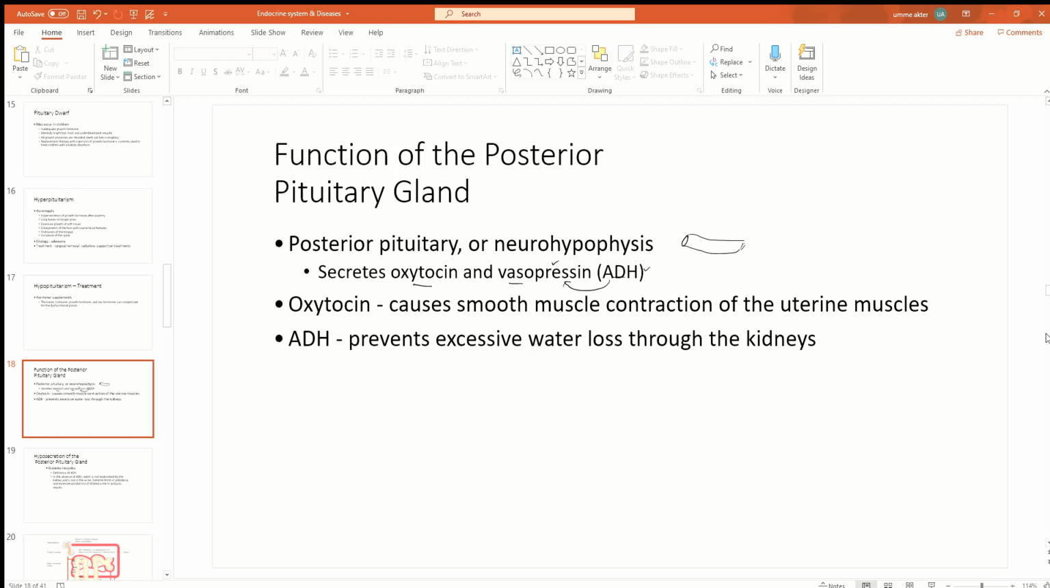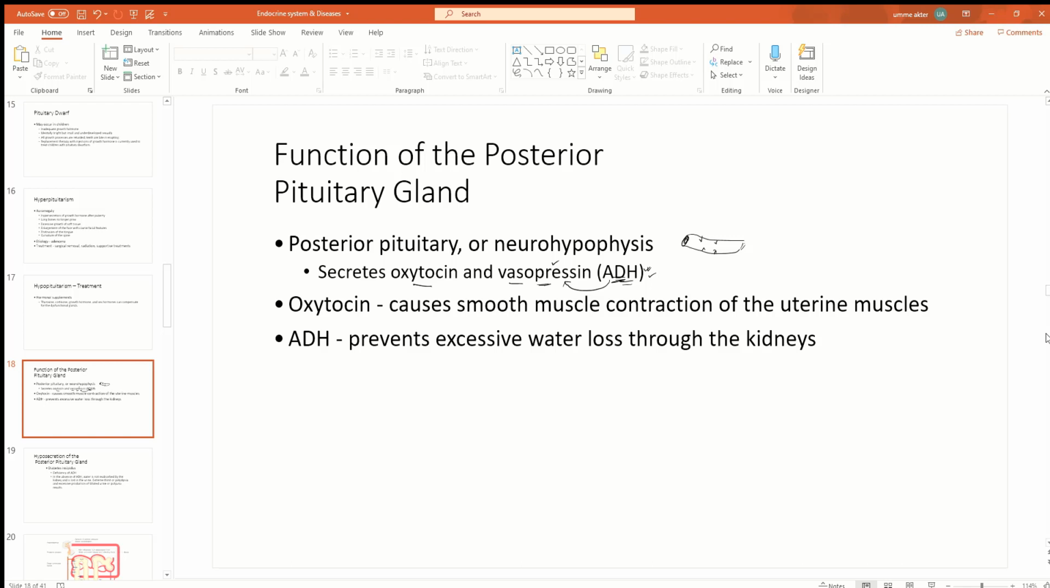So vasopressin, or ADH, when it was first isolated, was first found, scientists noticed that this hormone causes constriction of the blood vessel. That means it increases the blood pressure. So they named it vasopressin, presses the blood vessel. Later, they found that this hormone has a huge effect on the production of urine. It reduces the urine production. So that's why later it was named antidiuretic hormone.